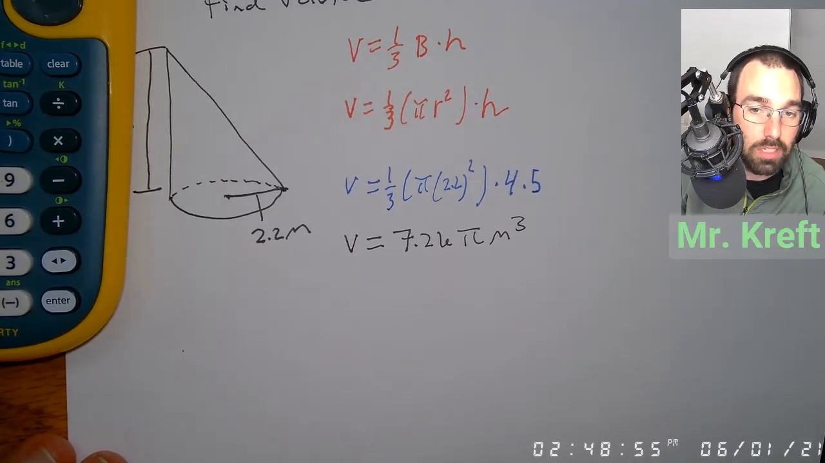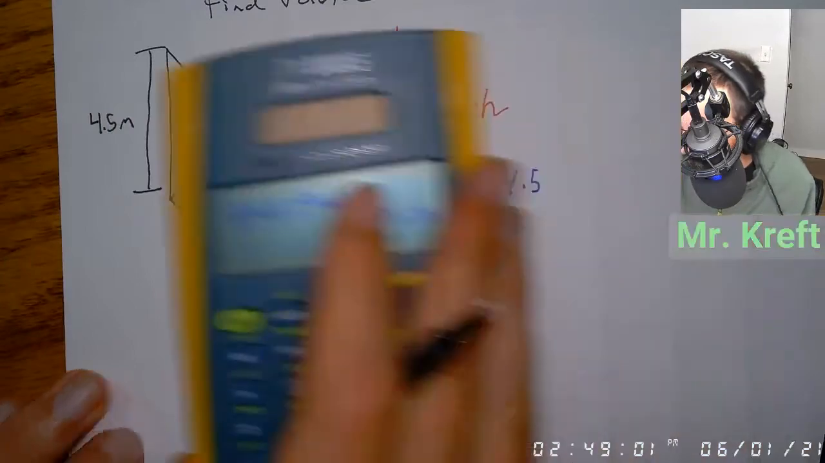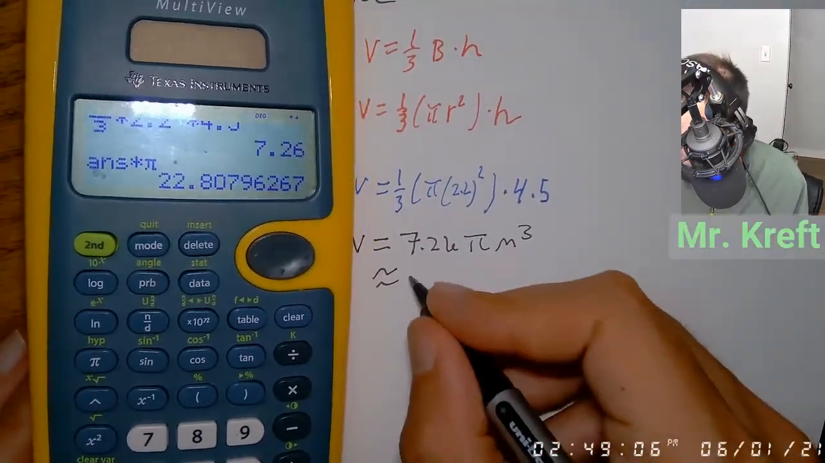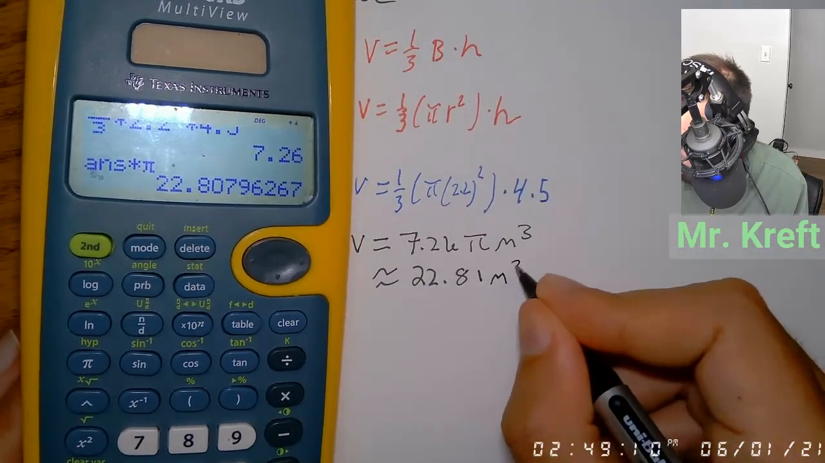Okay, so this is a neat little nifty trick so that you guys don't have to round. And that's going to be really important when we get to composite shapes, which we're going to do next. Now approximately, all I have to do then is multiply that by pi, and I get approximately 22.81 meters cubed.